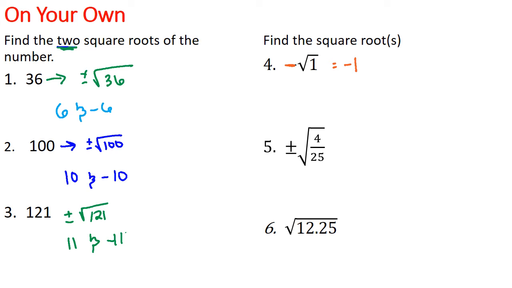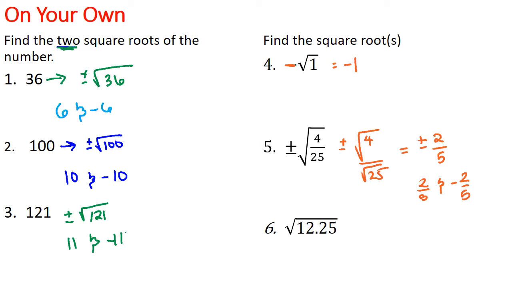As we look at this next one right here, we have plus and minus the square root of 4 over 25. Since 4 and 25 are both perfect squares, we can just rewrite this as plus or minus the square root of 4 over the square root of 25. And by doing that, we can see that this is going to be equal to plus or minus 2 over 5, or positive 2 over 5 and negative 2 over 5.